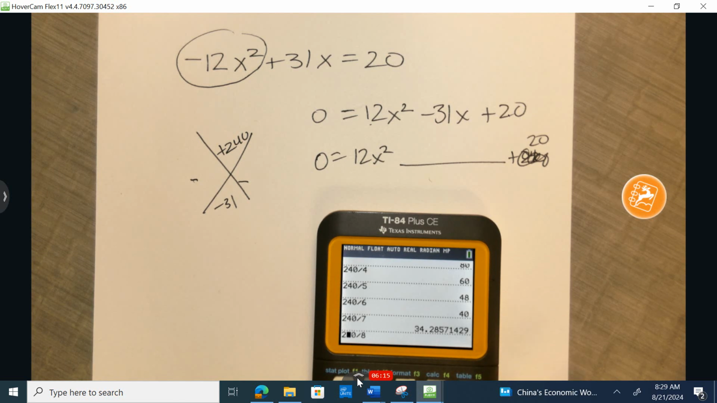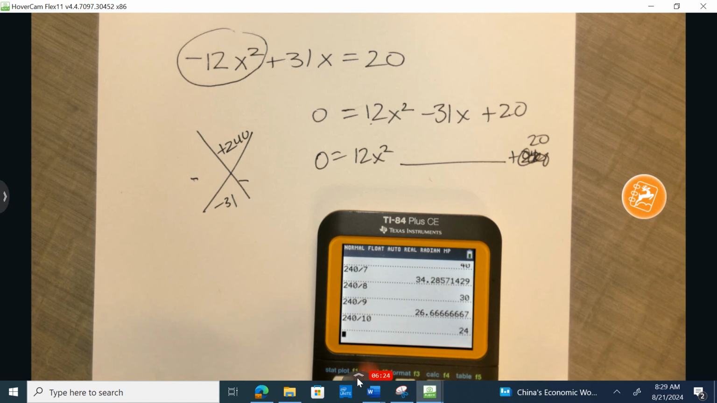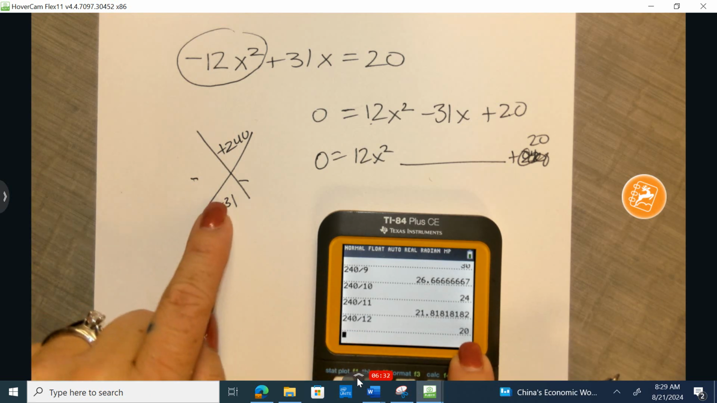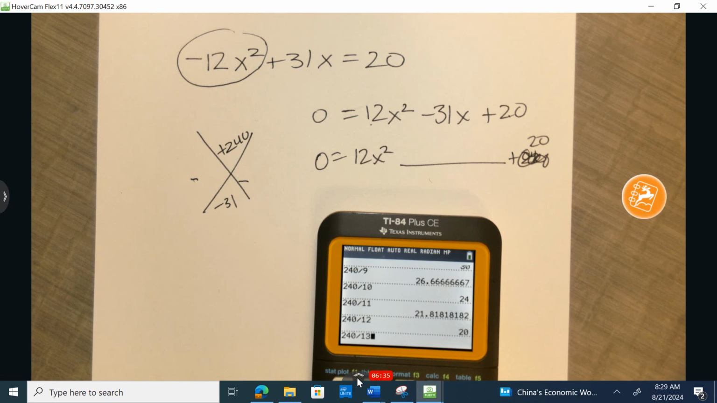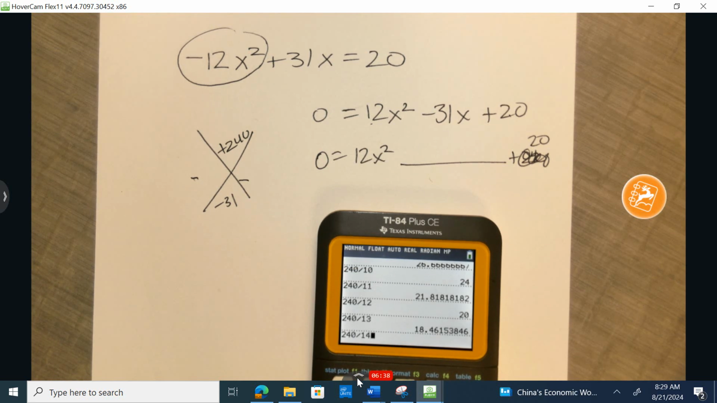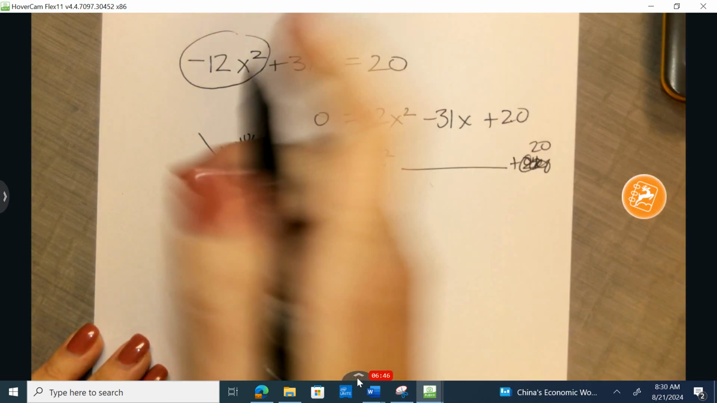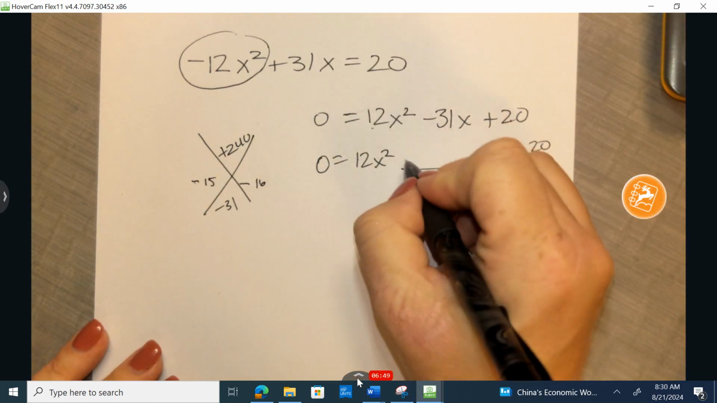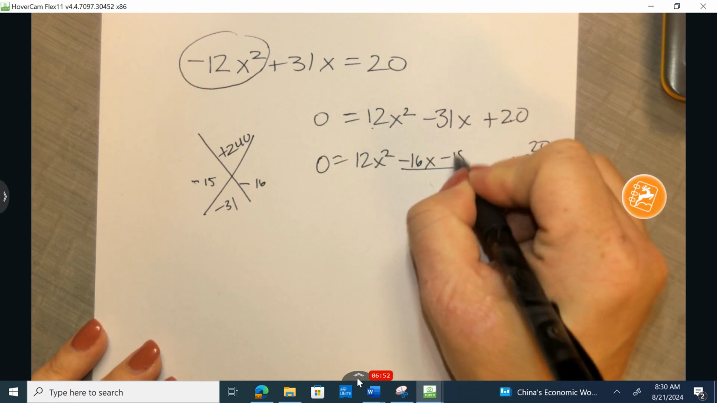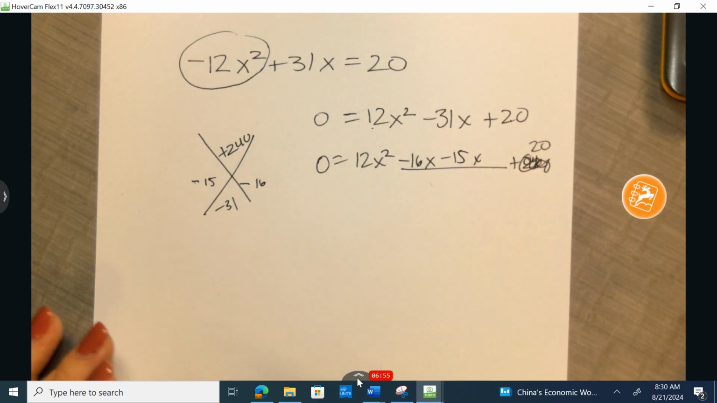Divided by 8. Okay, 8 and 30, no. Divided by 9 does not work. Divided by 10. Okay, I'm getting closer here. Divided by 11, nope, doesn't work. Divided by 12. Okay, so here I'd be at 32. Does not work. Oh, okay, so these two could combine to give me a negative 31 and multiply to give me a 240. So negative 15 and negative 16. And the order you write these down in does not matter. That means you could put the 15 first or the 16 first.